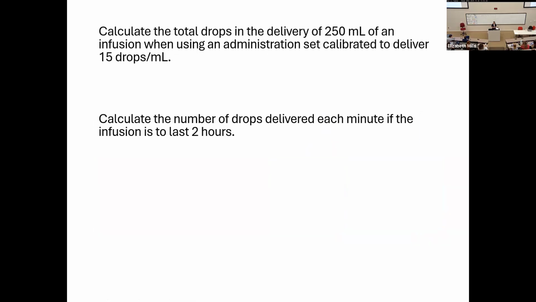So here we have a calculation. I'm going to let you try to do it on your own first, and then I'll help you out. Calculate the total drops in the delivery of 250 milliliters of an infusion when using an administration set calibrated to deliver 15 drops per milliliter. And if you want to go ahead and work on the second one, calculate the number of drops delivered each minute if the infusion lasts 2 hours.